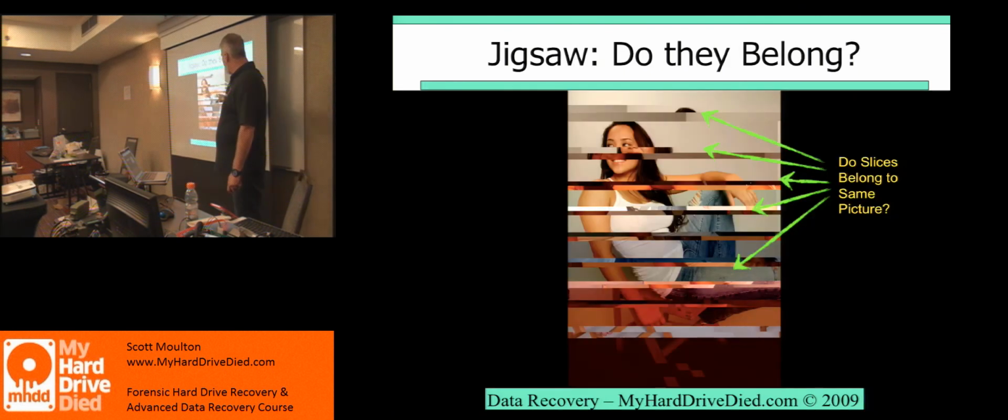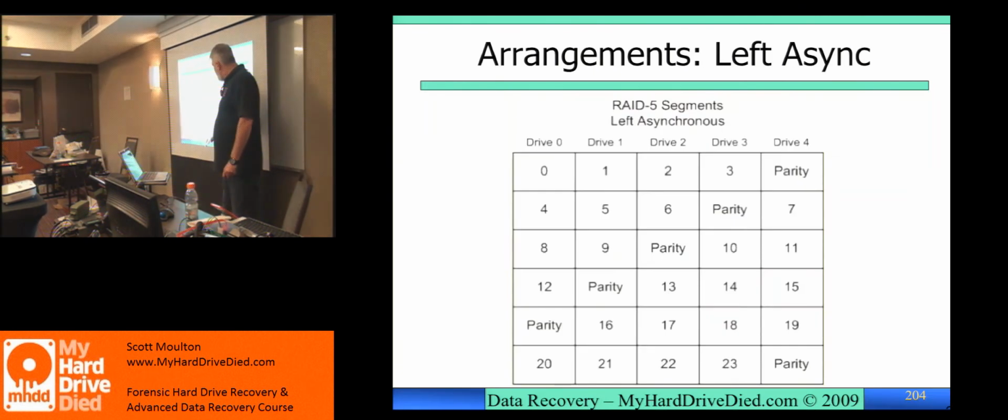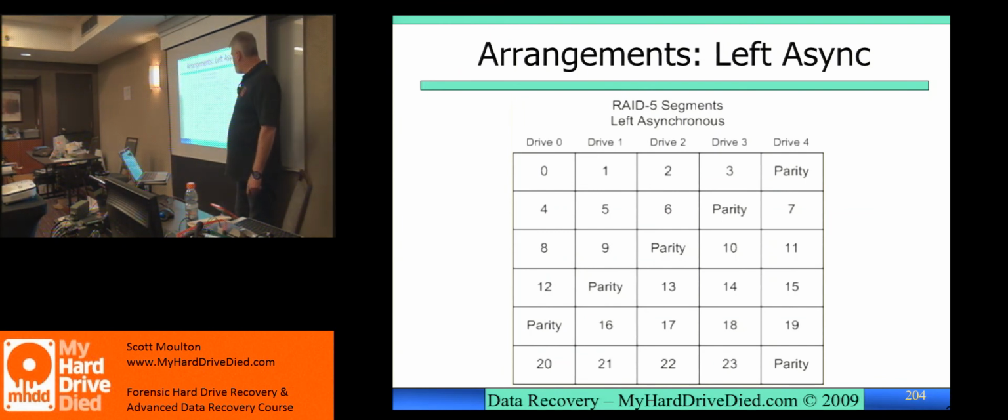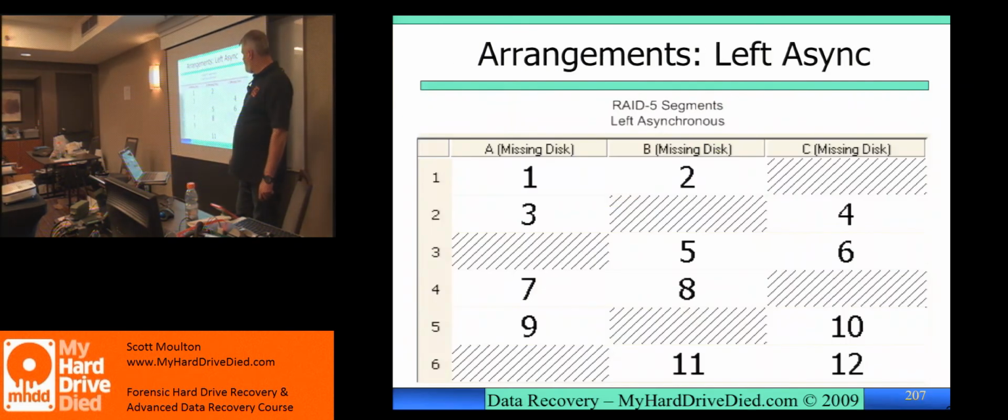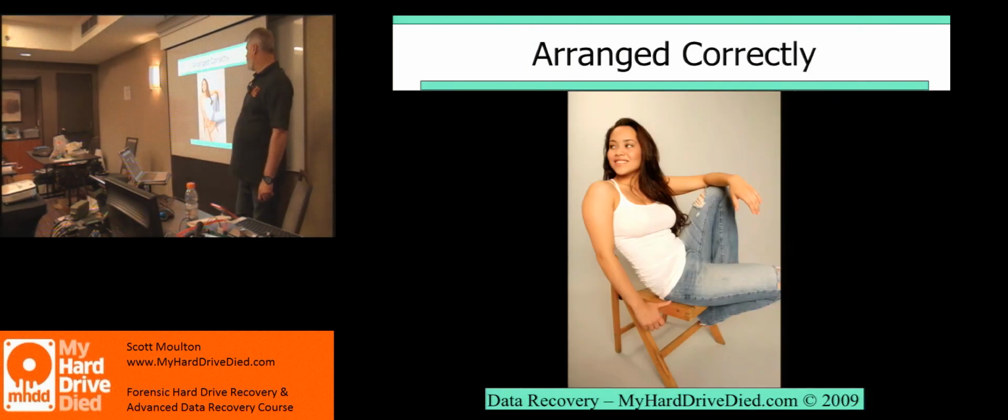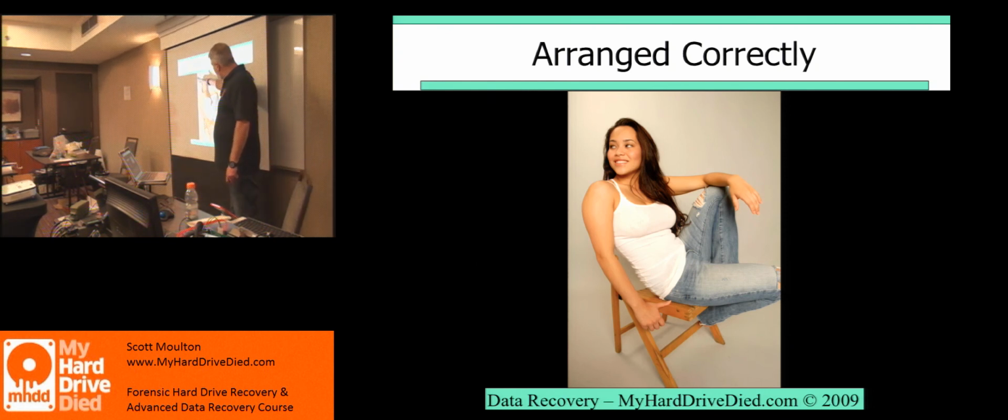So then when you look at this picture and you look at the layout, what will happen is you'll see on a left asynchronous, you'll see that your blocks are in the wrong order. So when you switch them to the other order, then all of a sudden these pieces will go together. So you switch the order. So I'm looking at the row, and then I'm looking at the breakdown of the squares.